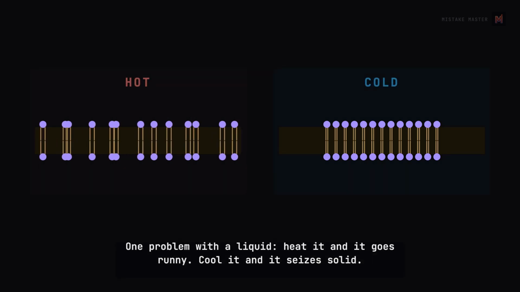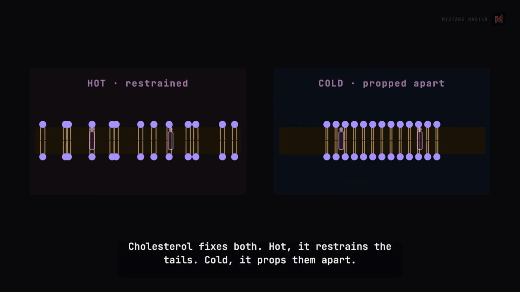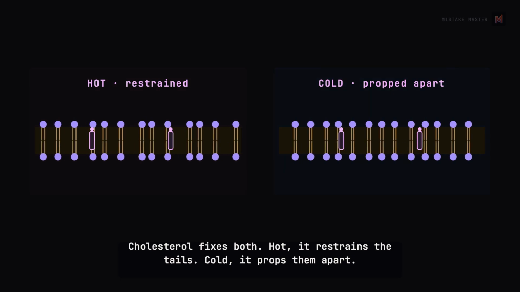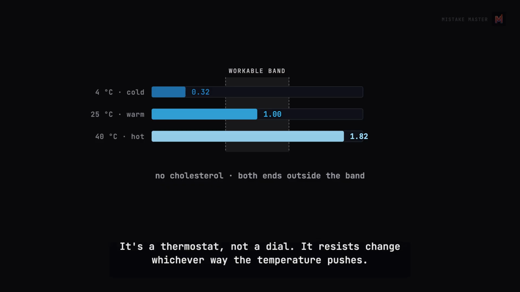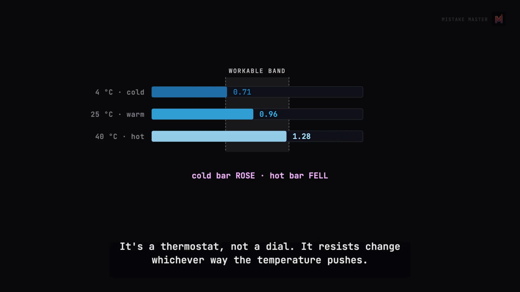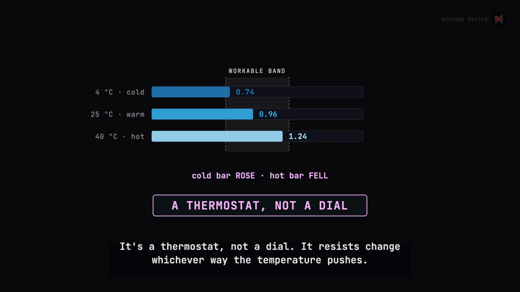One problem with the liquid: heat it and it goes runny. Cool it and it seizes solid. Cholesterol fixes both. Hot, it restrains the tails. Cold, it props them apart. It's a thermostat, not a dial. It resists change whichever way the temperature pushes.